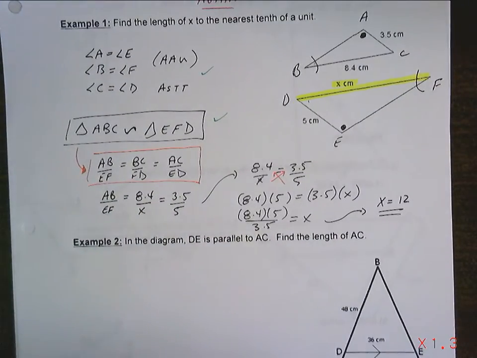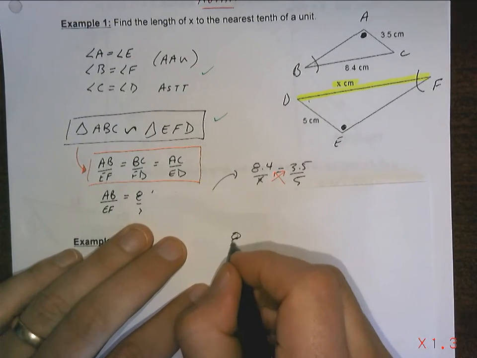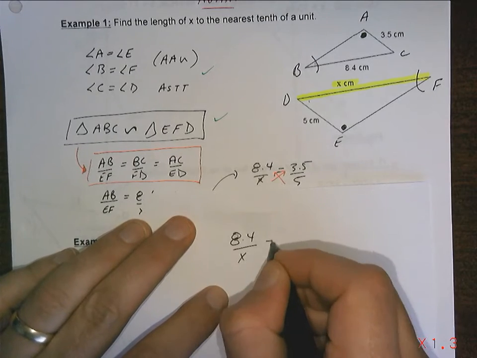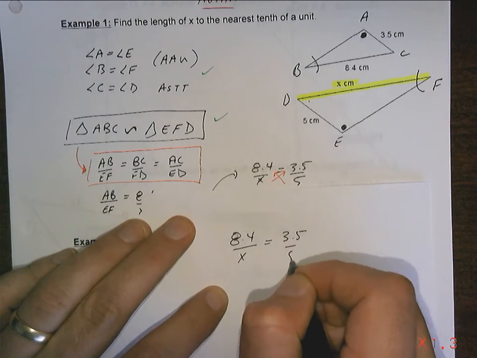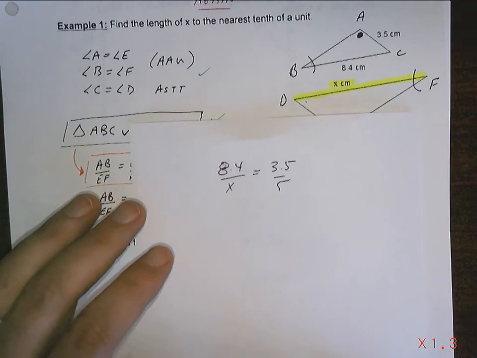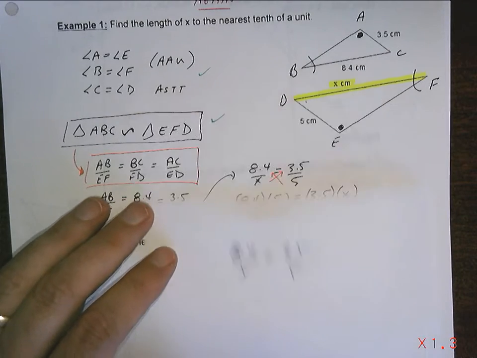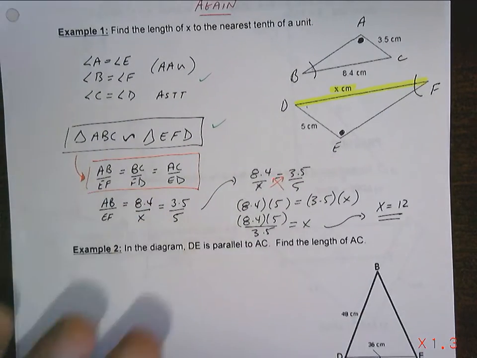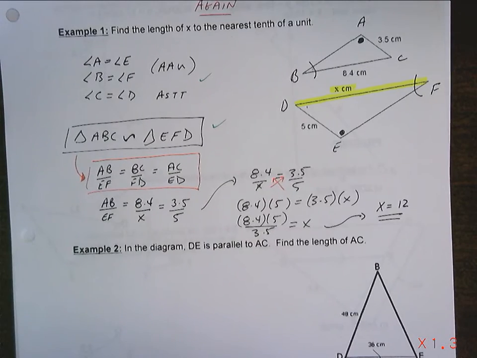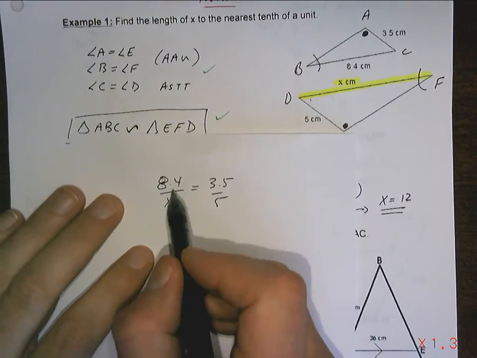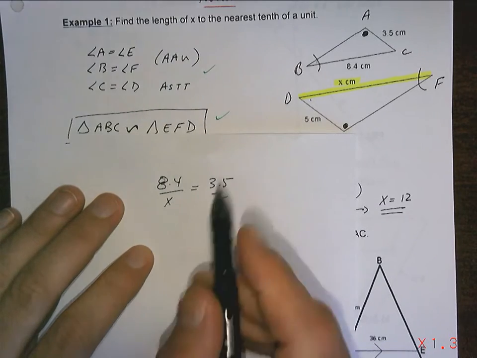Now, just so that you have an understanding of another way to do this, let's go back to here. 8.4 over x equals 3.5 over 5. This is pretty snazzy. So watch what I'm going to do. It's okay. I'm still going to give this. You can pause the video now here and finish writing that down. And then once you're comfortable with that, come on back. Okay, you're back. Now take a look. I've got 8.4 over x and I got 3.5 over 5.